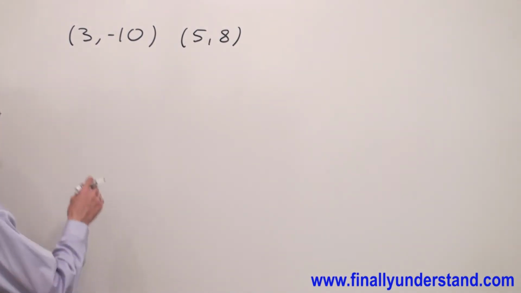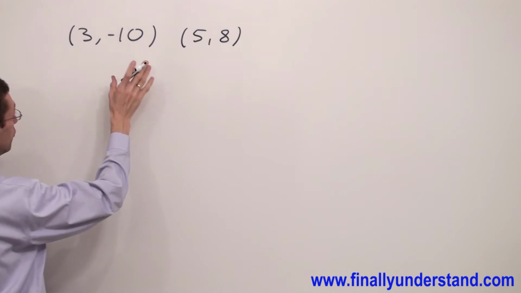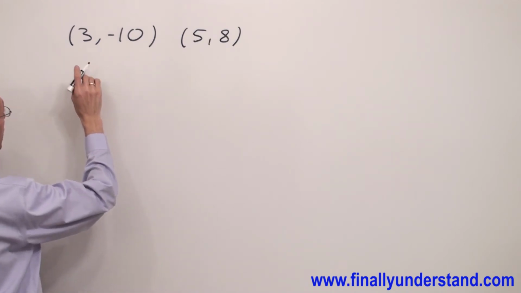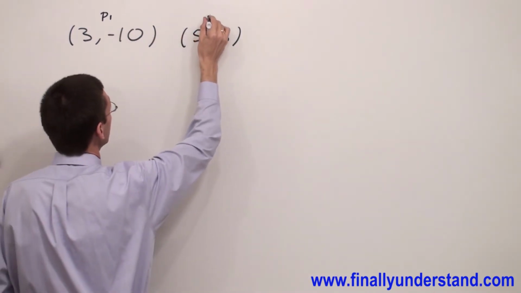We have another 2 points. Again, we're supposed to find the equation of a line. So what we're supposed to do first, because slope is not given, we have to find the slope. Now, this is my first point, P1, and this is my P2.